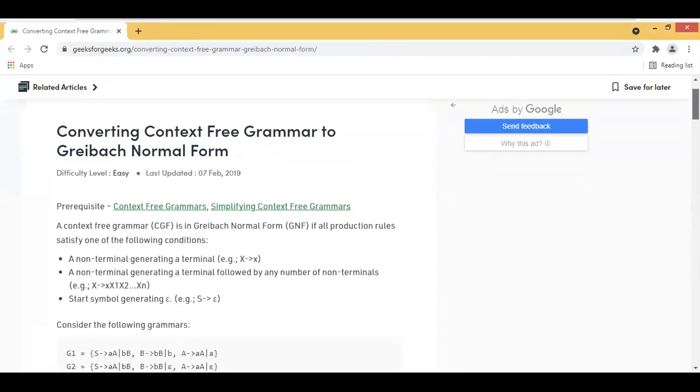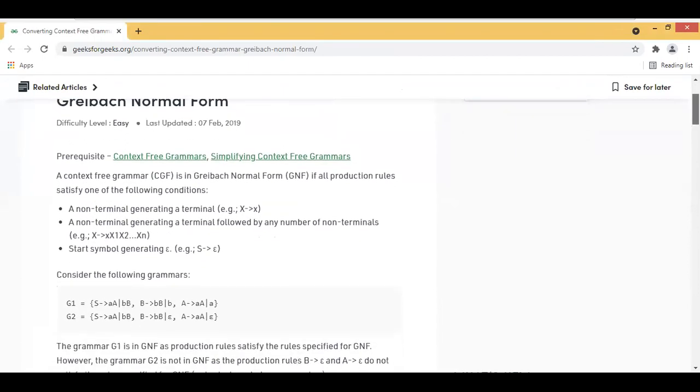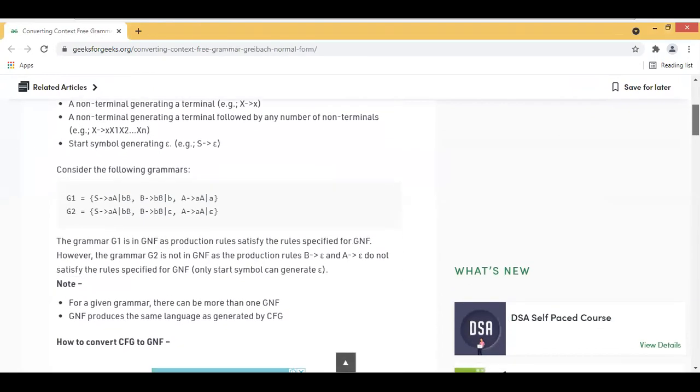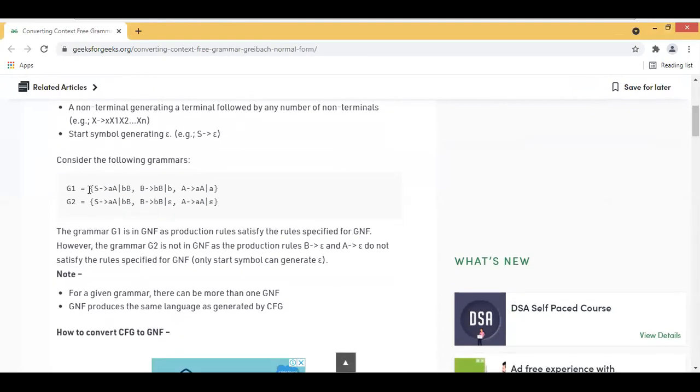After knowing the syntax, or the conditions of the GNF, let's consider the following grammar. Here I have two grammars, G1 and G2. My G1 consists of S tends to aA or bB, B tends to bB or b, A tends to aA or a. Then G2 is another grammar. G2 is S tends to aA or bB, B tends to bB or epsilon, A tends to aA or epsilon.